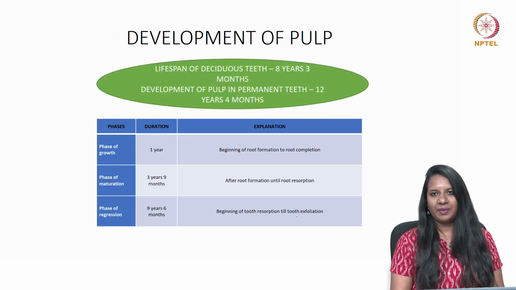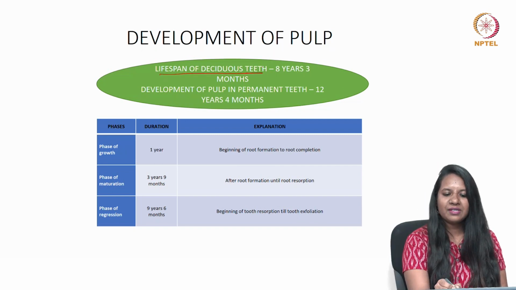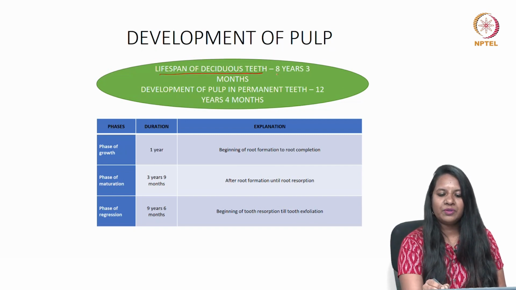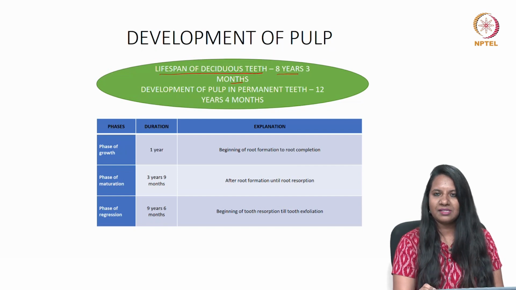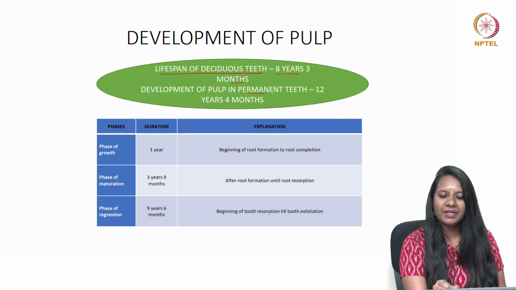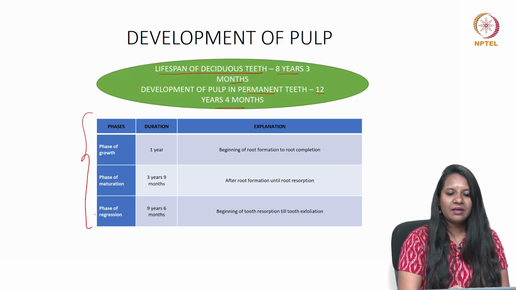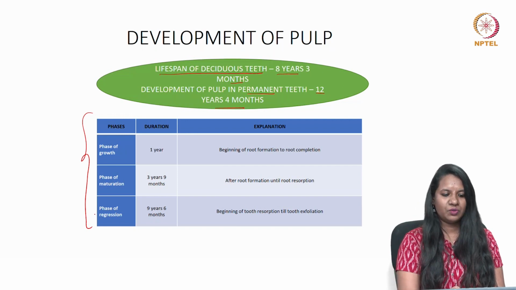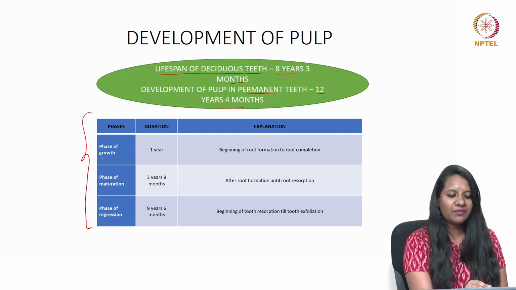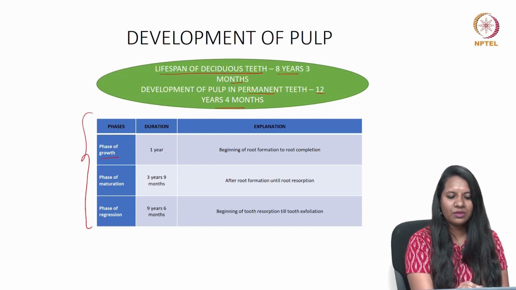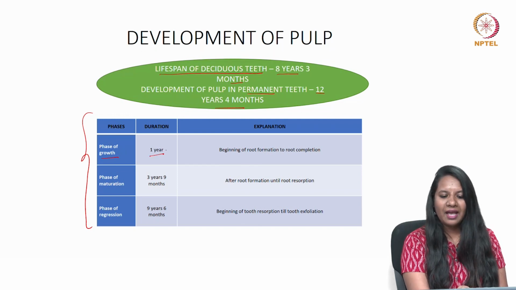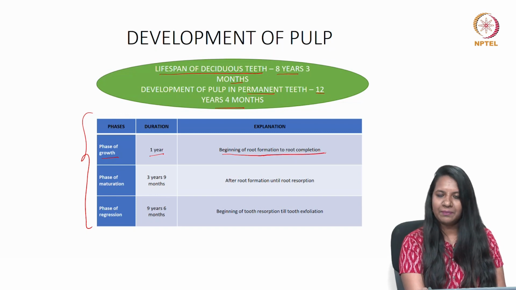So, development of pulp. Lifespan of deciduous teeth takes up to 8 years and 3 months, whereas development of pulp in a permanent tooth takes 12 years and 4 months. So, these phases depict the development of pulp in a deciduous tooth. There are 3 phases. The first phase being the phase of growth, which occurs for 1 year, and it starts from the beginning of root formation to root completion.